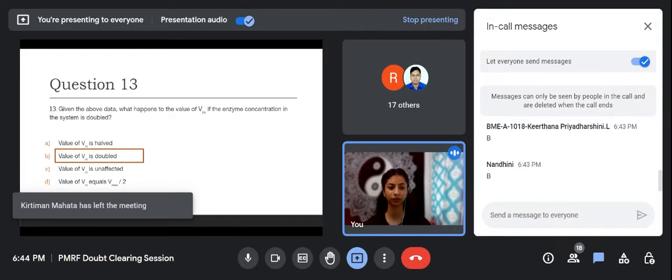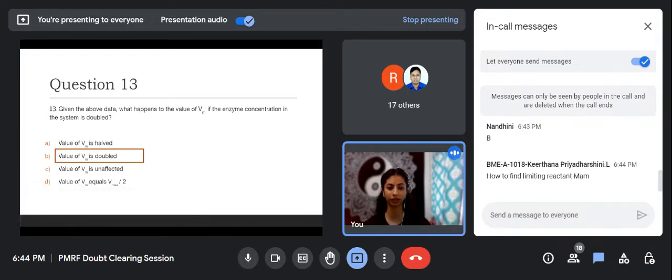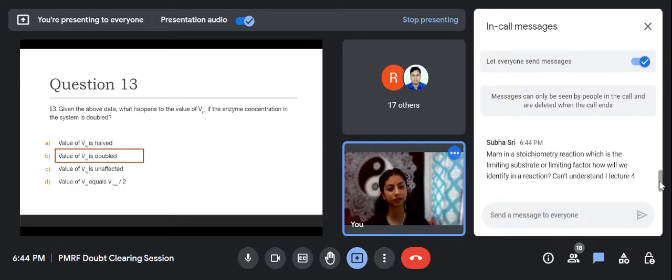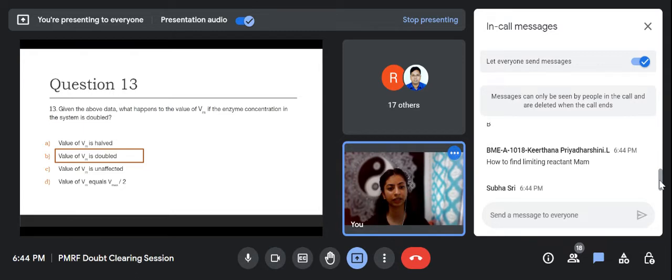Okay. So, since none of you seem to have a doubt, how to find the limiting reactant? Okay. So, in that case, the equation that you remember, just one second.